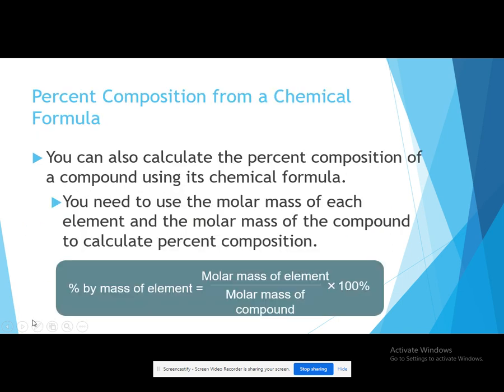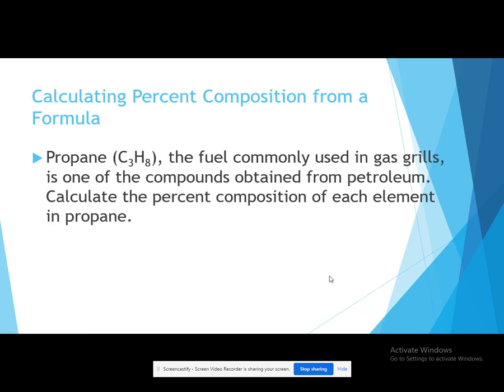Now, a second way that you could find percent composition is if you were given a chemical formula. So maybe you weren't necessarily given the mass, but you do know the formula. All you would do is find the molar mass of the element, using what we've done in previous lessons, find the total molar mass of the compound, divide, and multiply by 100. So again, instead of being given the masses, you're just finding them. Let's use this one as an example.